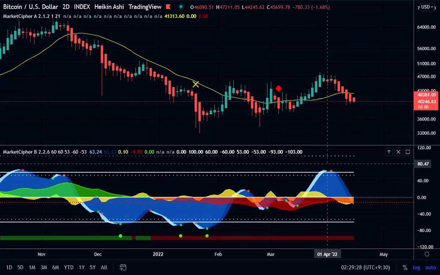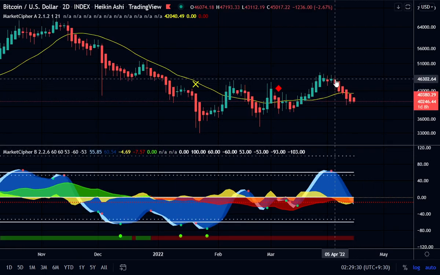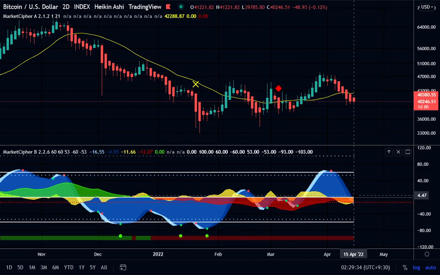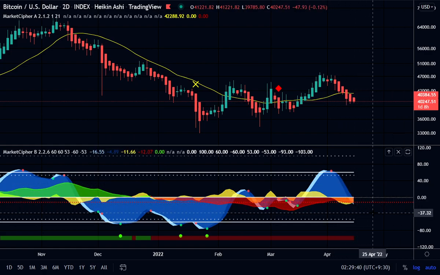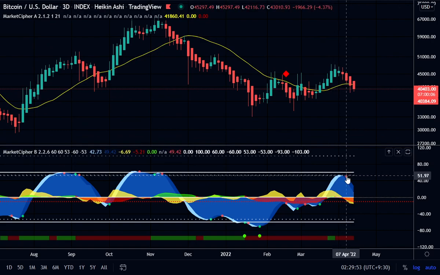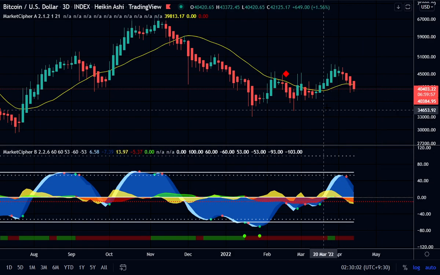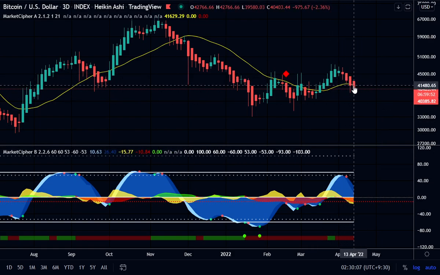The 2-day had this red dot, it got confirmed, and we did come down here, and we stayed in the red money flow this whole time on the 2-day chart. And this blue wave looks like it's got a bit more to go on it. The 3-day also had a confirmed red dot, and the blue wave looks like it's got a bit more still on it.